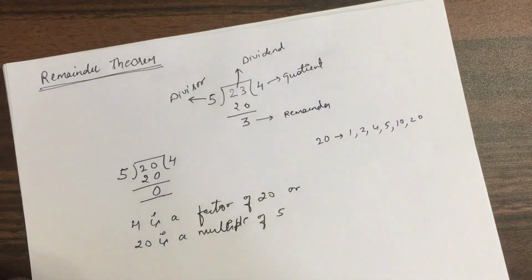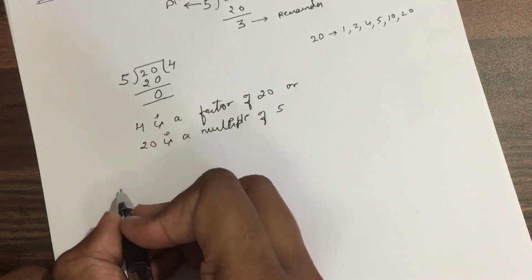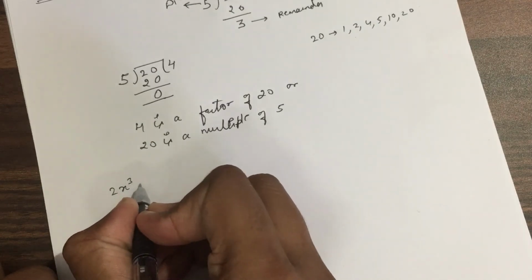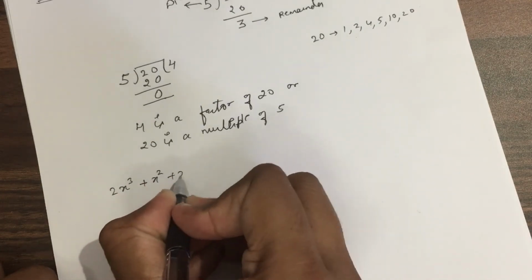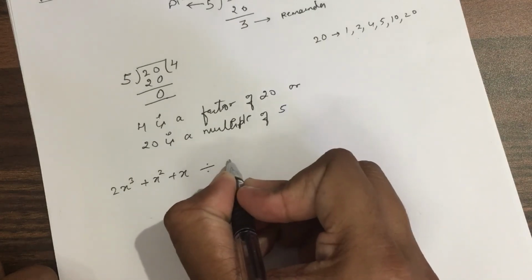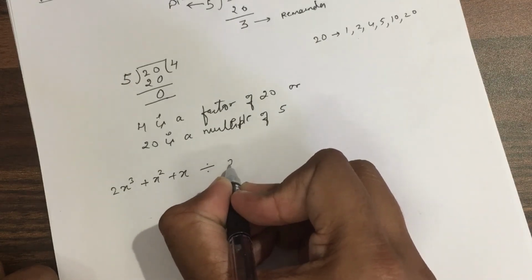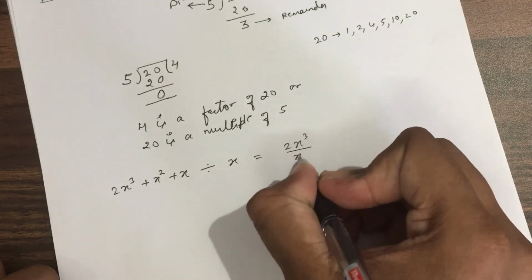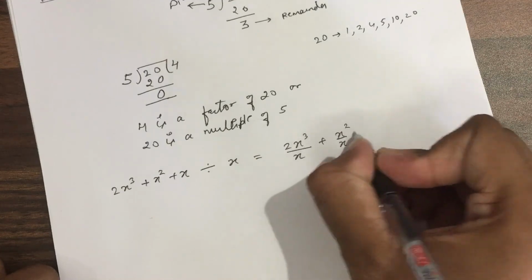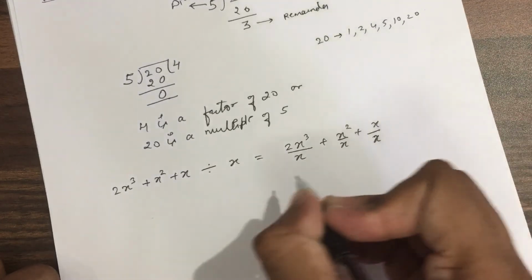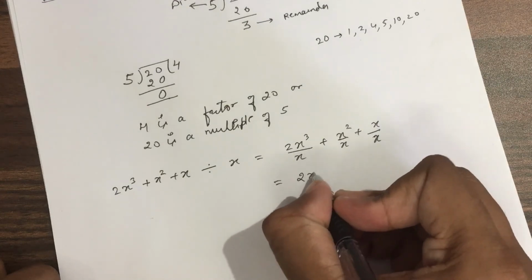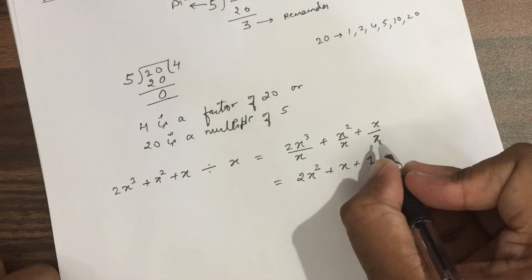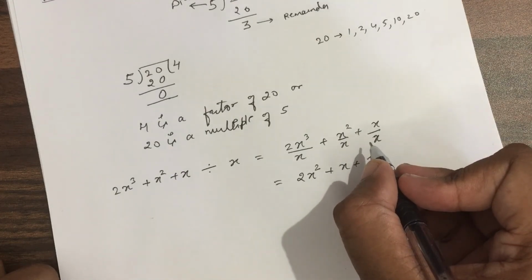Now let us take the case of polynomials. Divide a polynomial by another polynomial. Let us divide 2x cube plus x square plus x by a monomial, monomial meaning a single term, x. So it will be 2x cube upon x plus x square upon x plus x upon x. So it will become 2x square plus x plus 1. Here it is divided completely. There is no remainder.